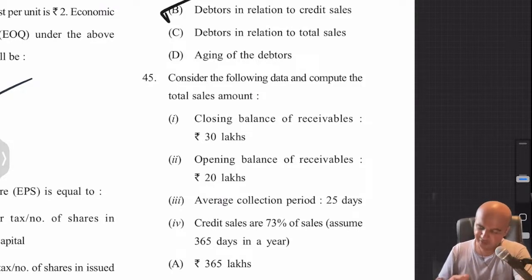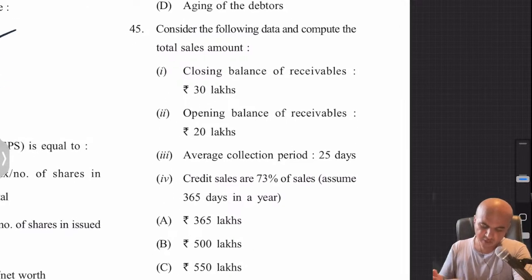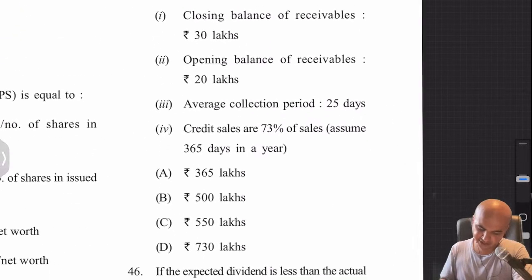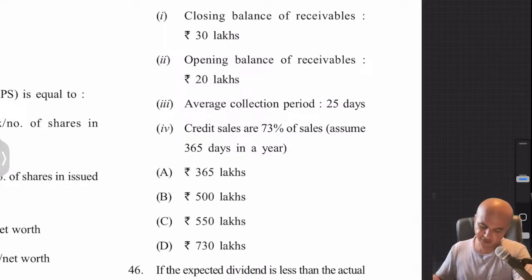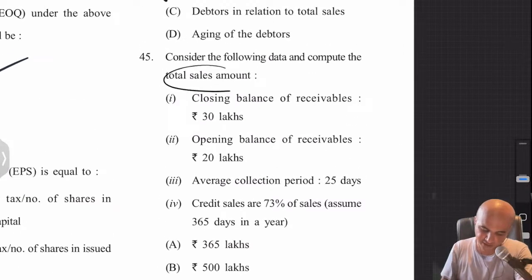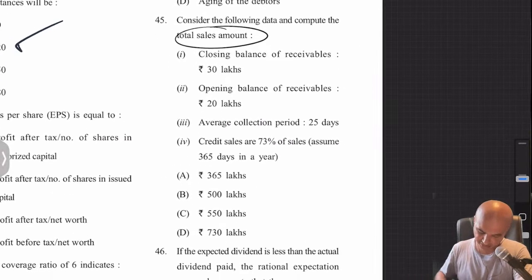Question number 45. Consider the following data and compute the total sales amount. This is again based on ratios. Closing balance of receivables is given. Opening balance of receivable is also given. Average collection period is given. Credit sales are 73% of sales. Assume 365 days in a year. All the relevant information is given. Now all that we need to do is identify the total sales amount. Easy actually. Let's try to do this quickly.